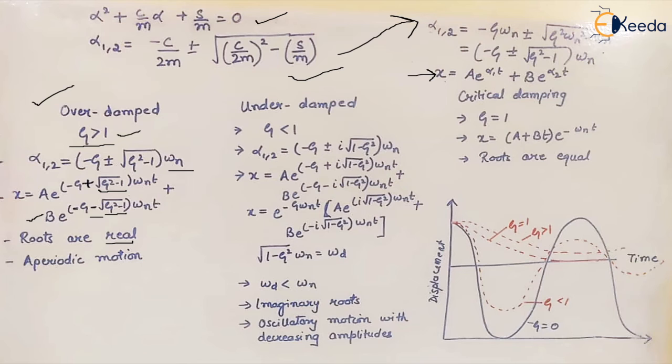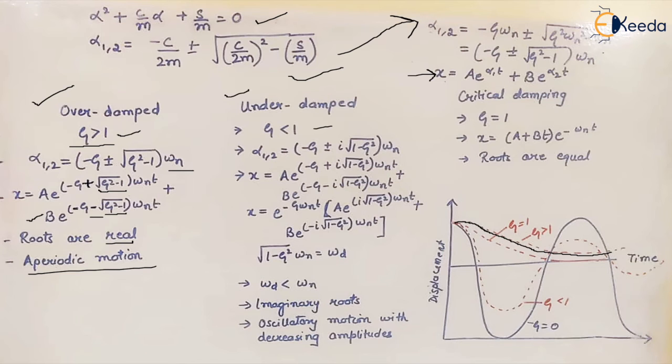So what we are getting is an exponentially decaying system. The amplitude is decreasing exponentially and there is a large amount of damping taking place in the system. That is why it is also called the aperiodic motion. So if we plot a graph between displacement and time, this is the kind of graph that we'll get in the overdamped system. The second case was that of the underdamped system where zeta is less than 1.